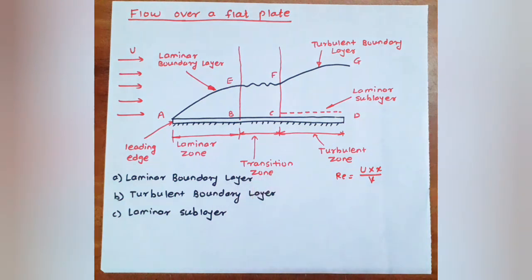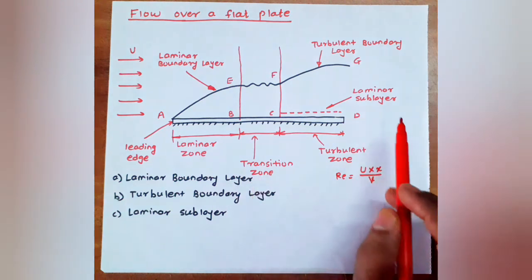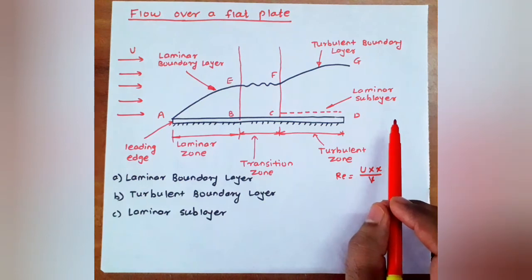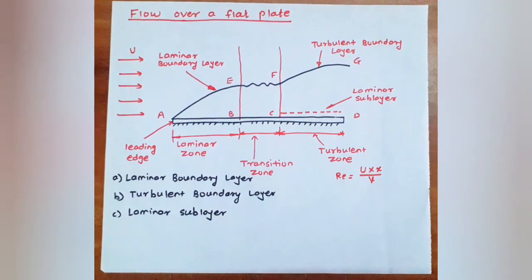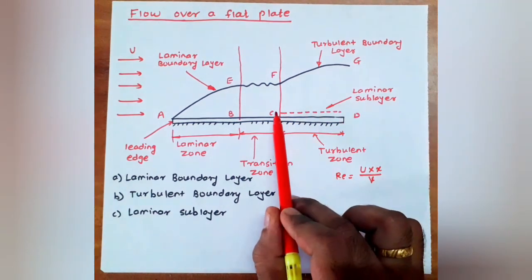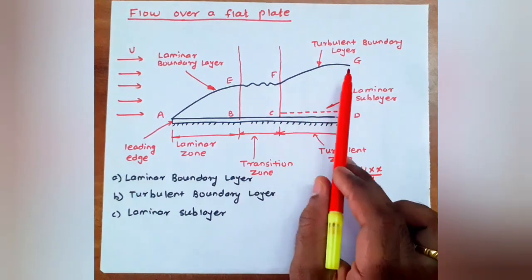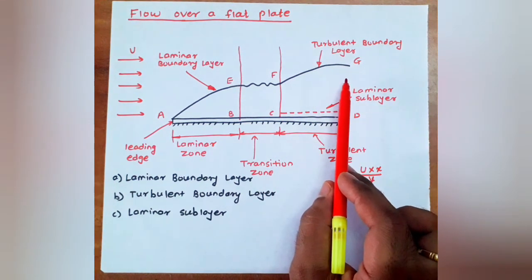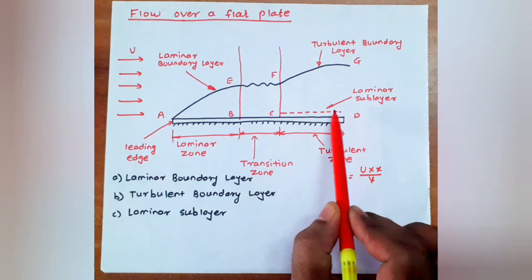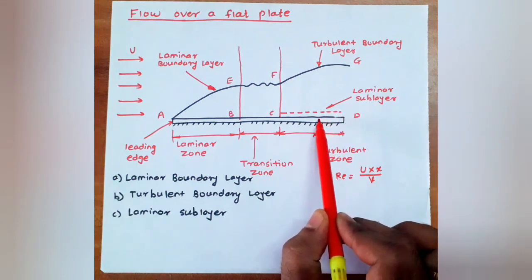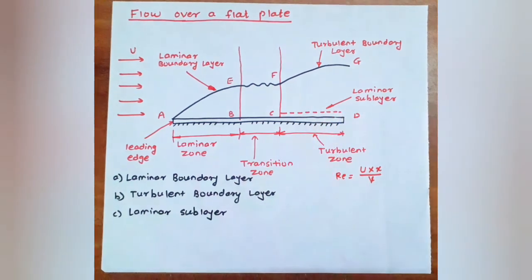And the next point is the laminar sublayer. So the laminar sublayer is a region in the turbulent boundary layer zone adjacent to the solid surface of the plate, as shown here. So C to D is the turbulent boundary layer region or zone, but the laminar sublayer is the region nearer to the plate. In this zone, the velocity variation is influenced only by the viscous effect.